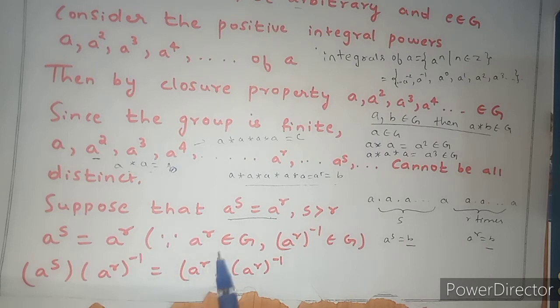Now a^s equals a^r. Here a^r belongs to G. Since G is a group, a^r inverse also belongs to G.